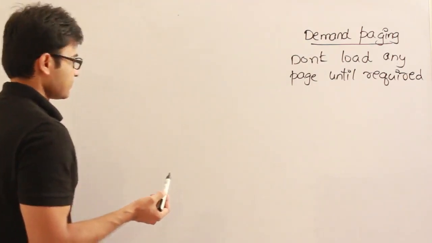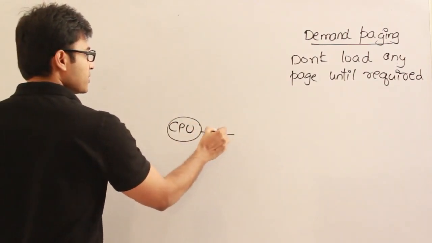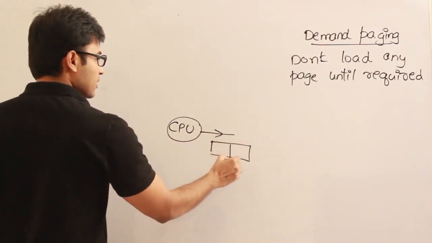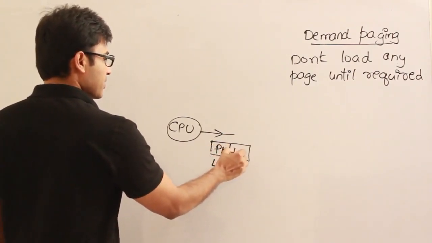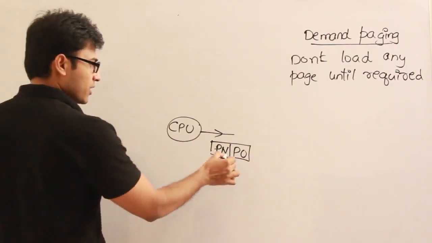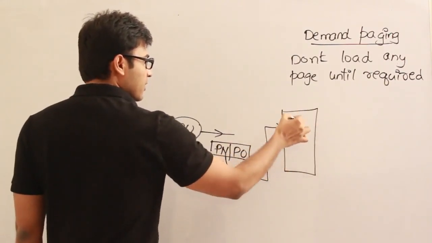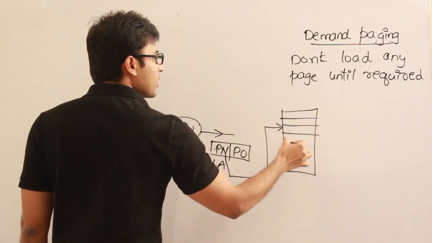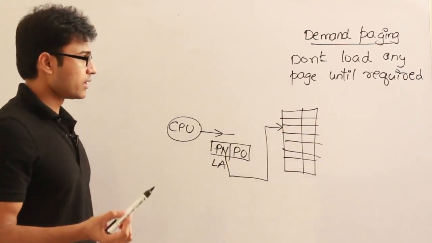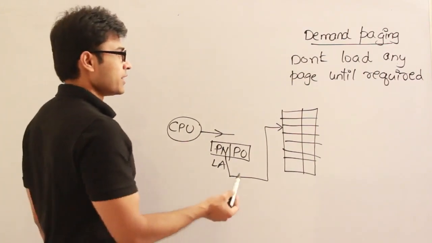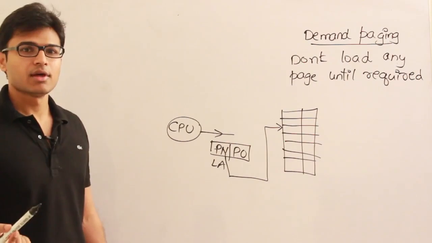So what happens is, see, the CPU is going to generate a logical address, and the logical address is going to contain page number and page offset, isn't it? Now if I take this page number and get into the page table, the page table contains the frame number and one more bit. I told you that in the earlier case there is a bit called the valid invalid bit, which is going to say whether the page is present in the main memory or not.